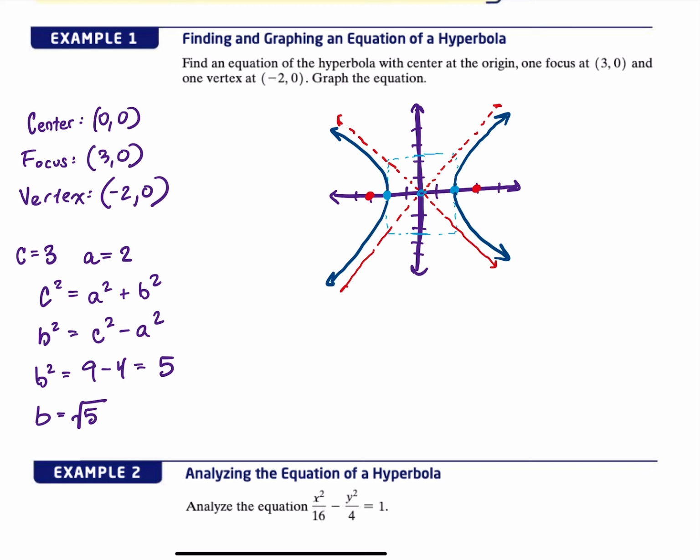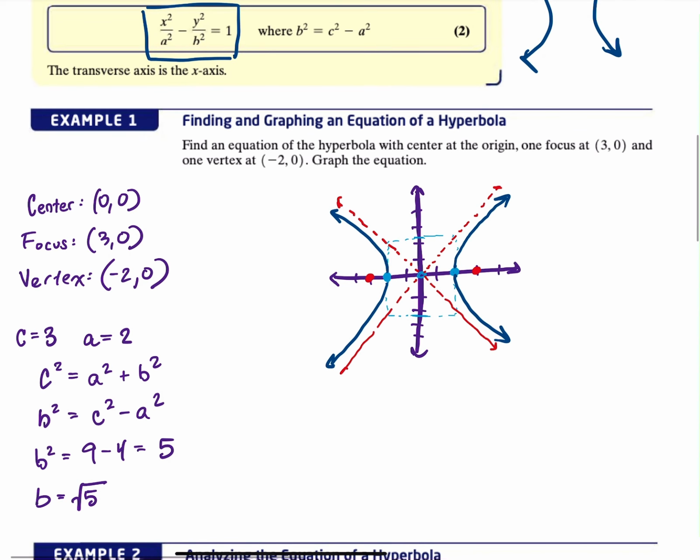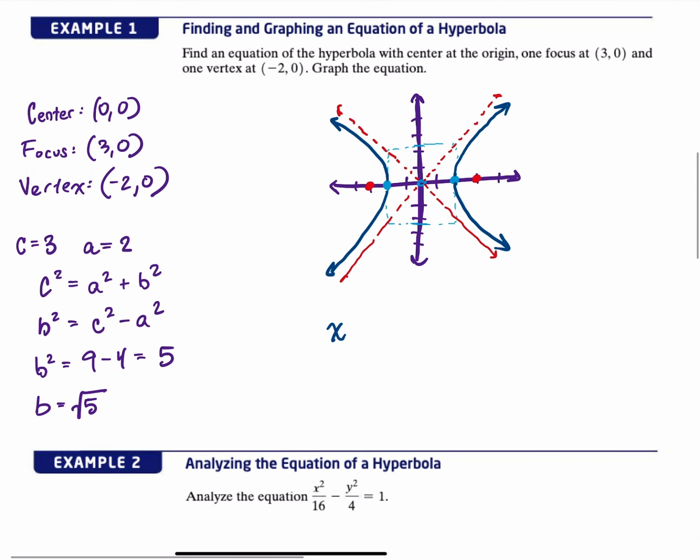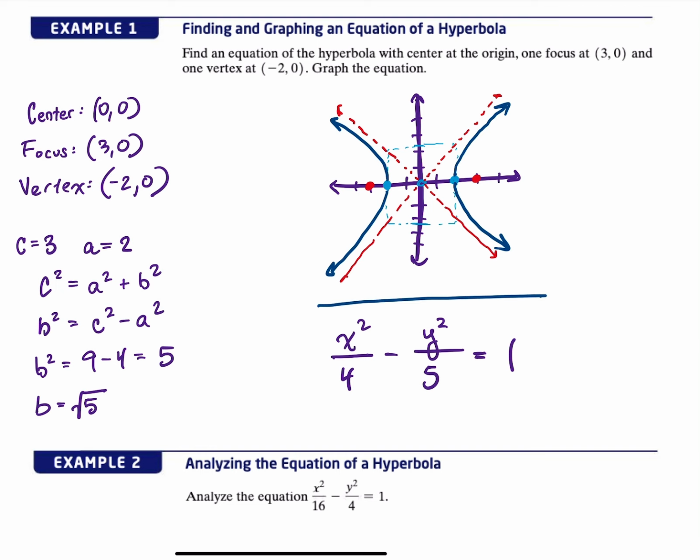And then let's build the equation. So we should be in this form, x squared over a squared minus y squared over b squared equals 1. So we should have x squared over a squared, which would be 4 since a is 2, minus y squared over 5, because we said b squared was equal to 5, equals positive 1. So that will be the equation of our hyperbola, and then we have a graph.